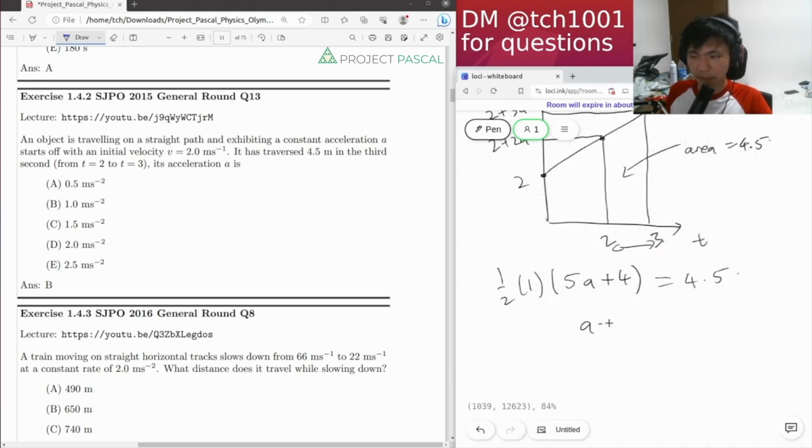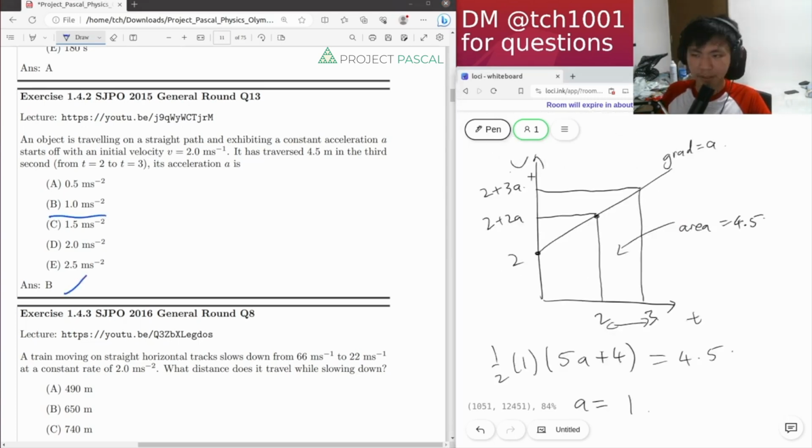Now solving for a, we get that a is equal to 1. And that's option B, which is correct. So you can see that by simply drawing the velocity time graph and identifying the correct area and the gradient, we can very easily find the answer without thinking about the 5 Suvat equations.